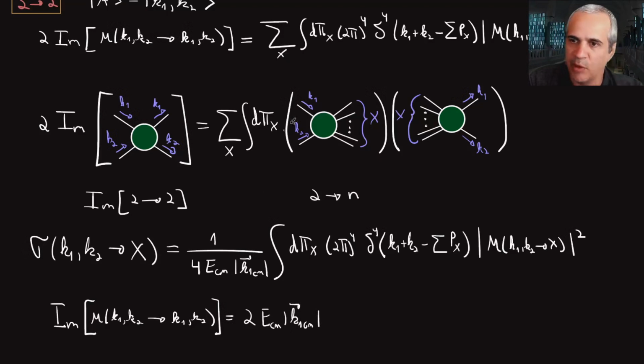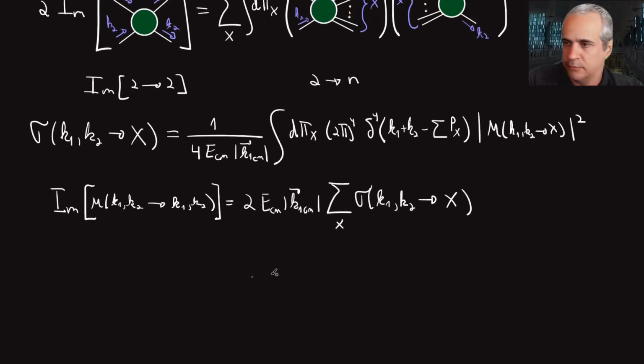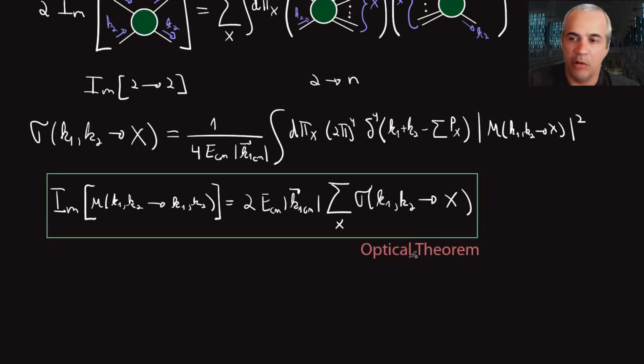The reason I'm putting K1 is because the modulus of K1 and K2 are the same in the center of mass. So it doesn't matter, right? I just choose K1. And now I'm summing over X, as usual, right? The cross section for K1, K2 going to X, right? Let me put a box around this one. Because this is the actual optical theorem, right?